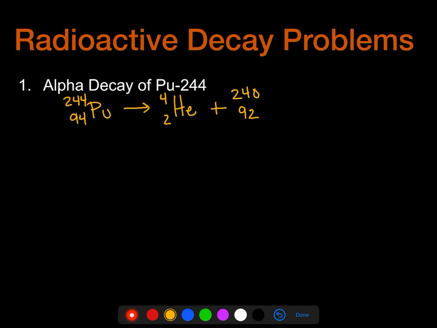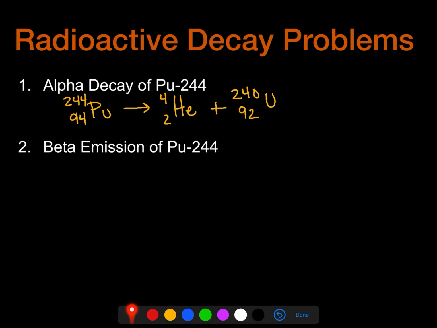Now, the 92 is what's telling us what element it is, and if we look on the periodic table, number 92 is uranium. So don't forget that the 92 is what's telling us that we have uranium. And so this plutonium has transmutated now through an alpha decay process into uranium, which is the new element.